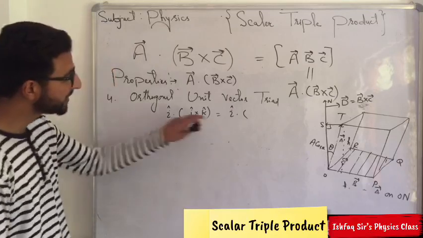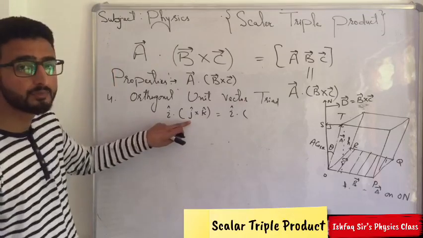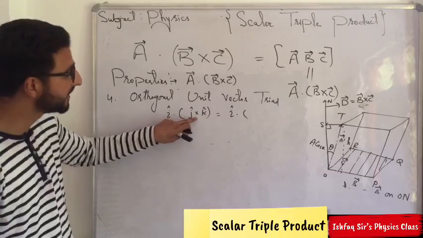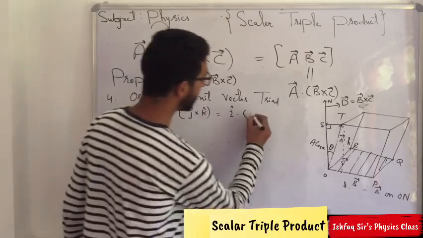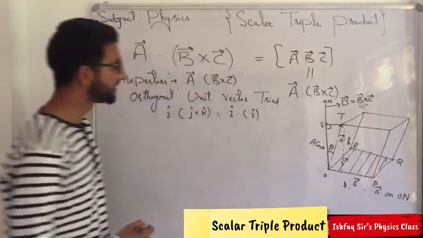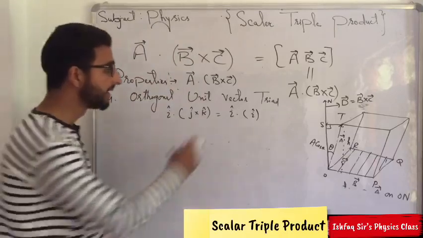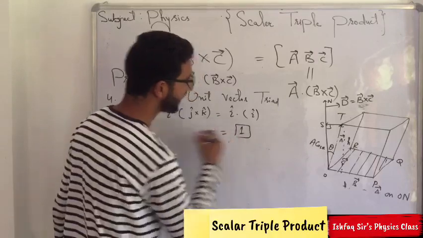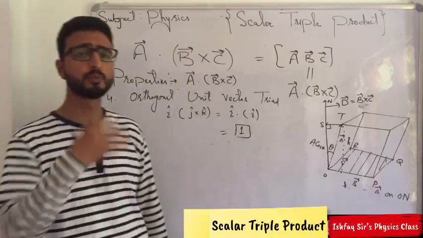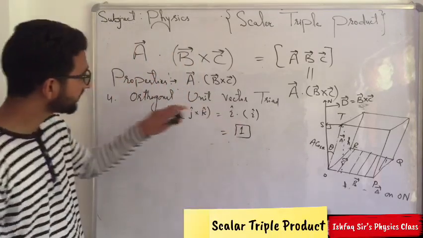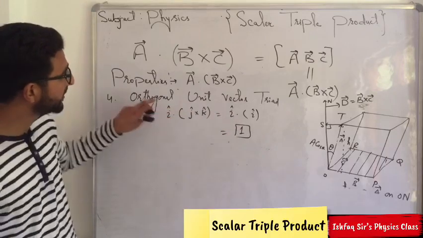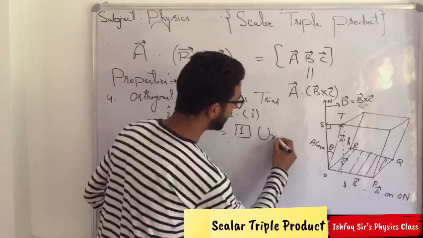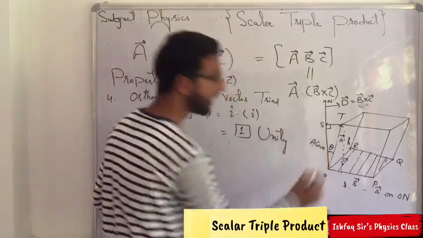Now, as per the properties of cross product, you remember, what is this equal to? J cross K. Remember the cyclic order of these vectors. This is equal to basically I. Remember, J cross K is equal to I. Now I dot I is equal to 1. You remember this very property, I have already used this in dot product of the vectors. So scalar triple product of orthogonal unit vector triad is equal to unity, that is 1.